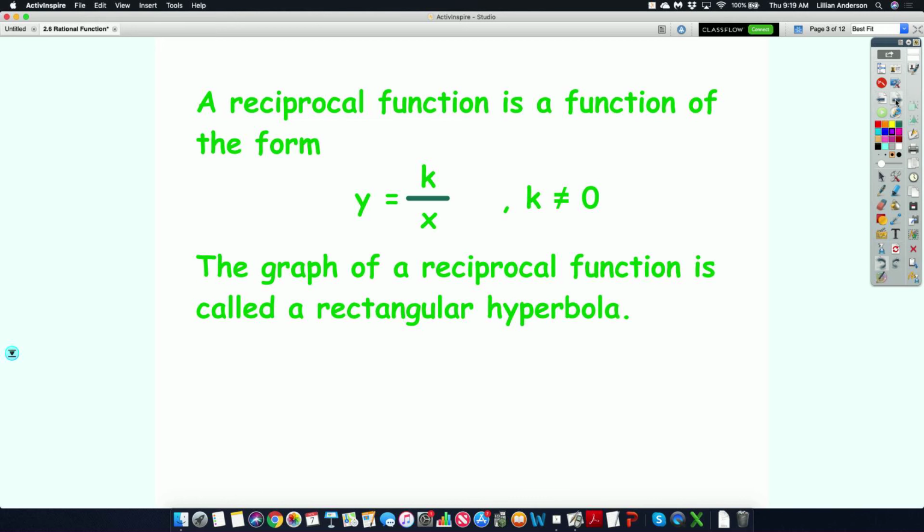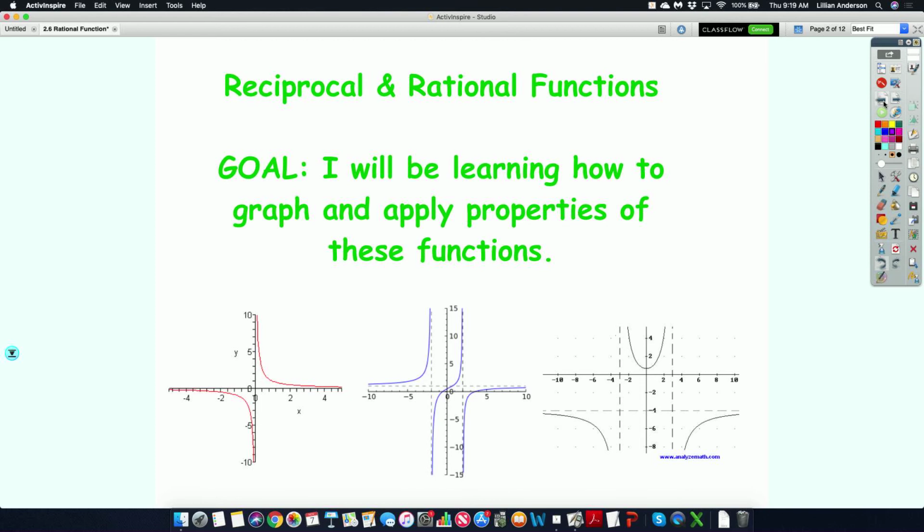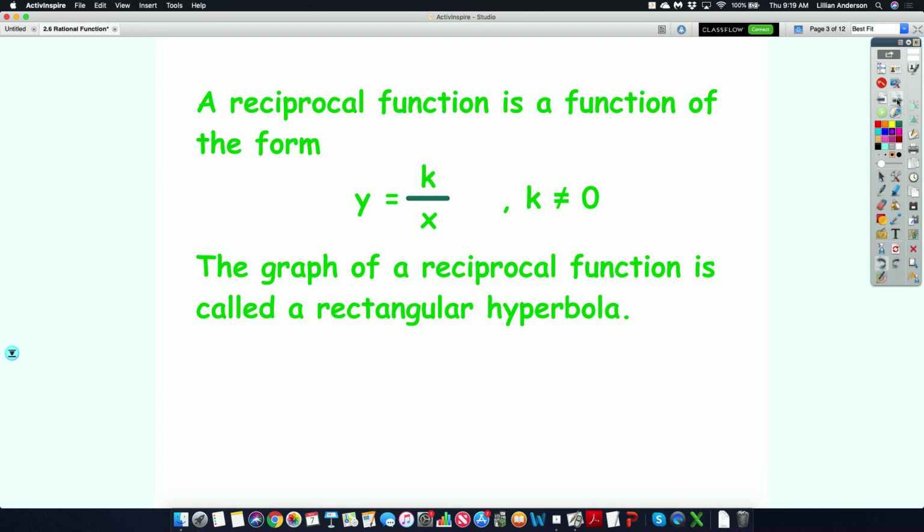So a reciprocal function is a function that's in the form of y equals k over x. Of course, k cannot equal 0 because if it did, then it would just be a constant, and that would not be a reciprocal function. The graph of a reciprocal function is called a rectangular hyperbola. So those curves in the function, and that red one, because that is your most basic reciprocal function, those are called hyperbolas.